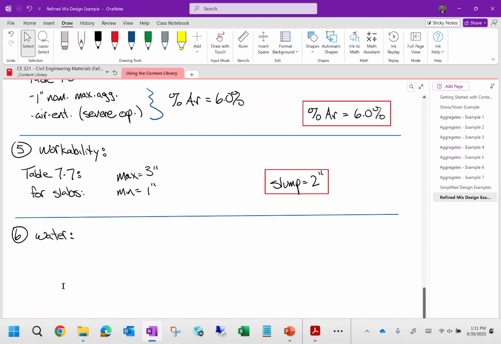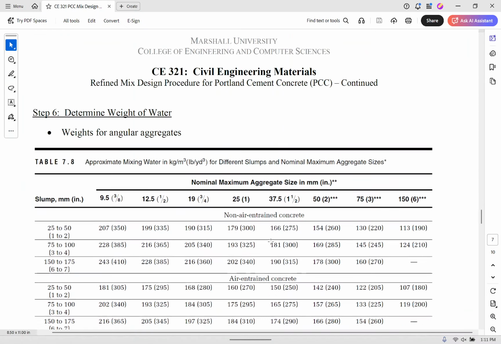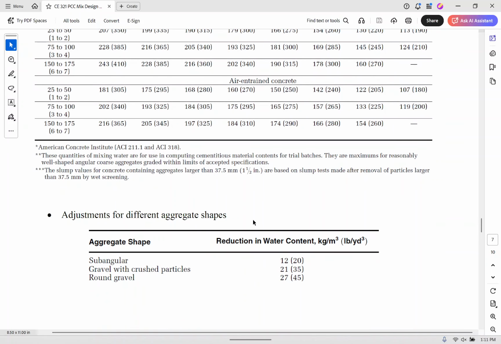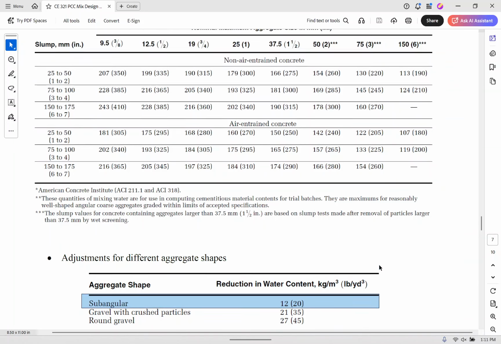So let's take our time with this. Now, let's just digest what we have here for step 6 because we're determining the weight of water. We have our weights that are presented for angular aggregates, and then we have corrections at the bottom for different shapes other than angular. What is the shape of our aggregate? Subangular. So we're going to have to apply this correction. Let's see what we got here.